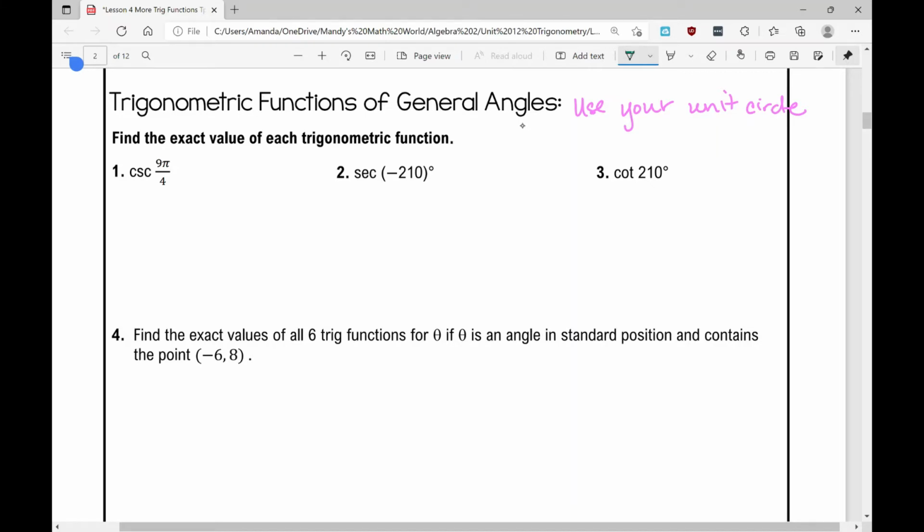So this says, find the exact value of each trigonometric function. Number 1 says cosecant 9 pi over 4. Okay, well, what is this? First, let's talk about what this is coterminal with. I know that 8 pi over 4 would be all the way around, right? All the way around is 8 pi over 4, which is 2 pi. 9 pi over 4, I'm adding another pi over 4, which means this right here is coterminal with pi over 4.